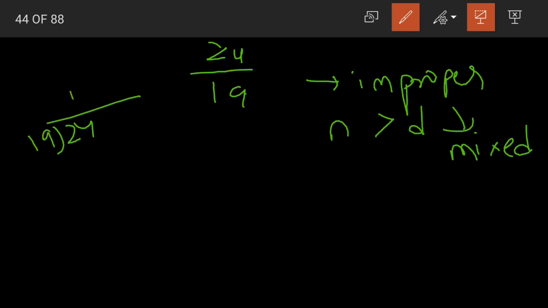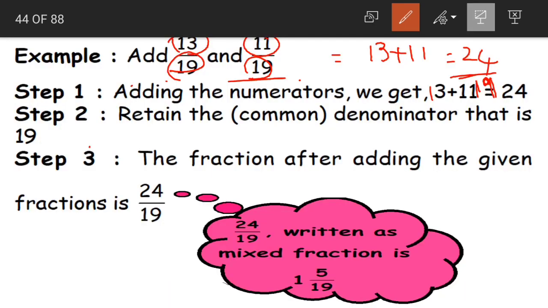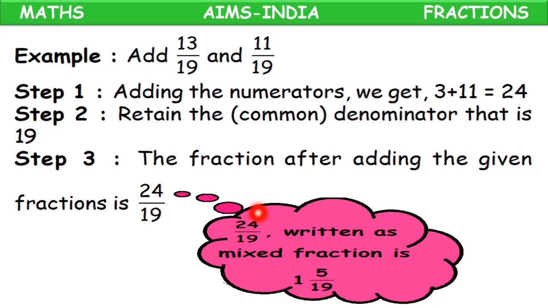24 divided by 19. 19 ones are 19, and when we subtract, 5 is our remainder. Now how will we represent it as a mixed fraction, children? The quotient here becomes the whole number, the remainder 5 becomes the numerator, and the divisor 19 becomes our denominator. So the sum of the given like fractions is 24 by 19, which if we simplify is equal to 1 5 by 19. I hope this is clear.